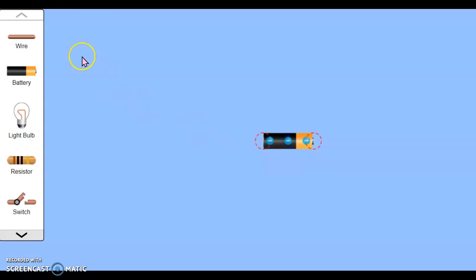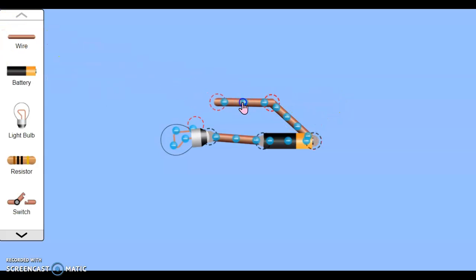So here I have my battery. I have my bulb in here. I'm going to put it here. I'm going to be making a closed circuit so that my bulb will light up. We're going to do it this way though. That way. Alright, so I'm connecting.